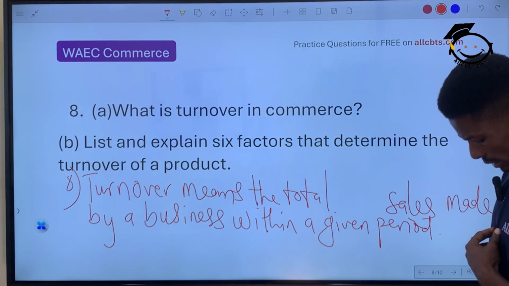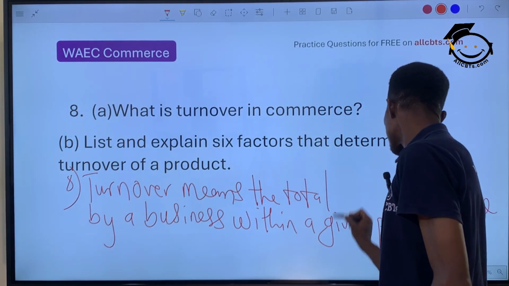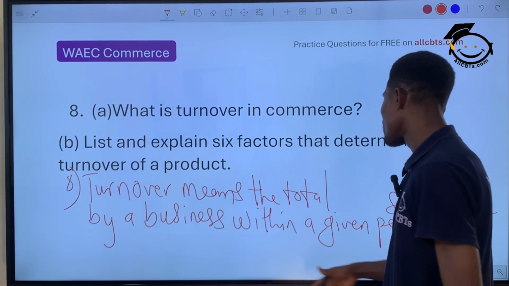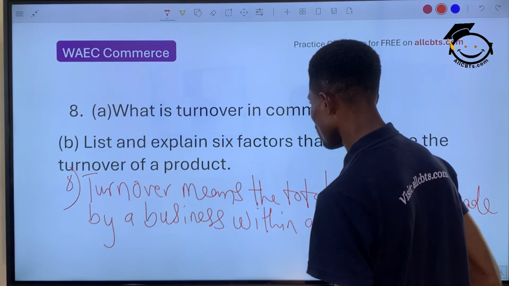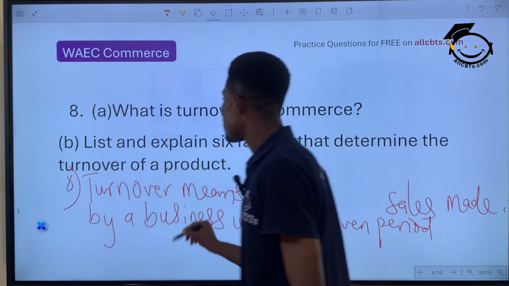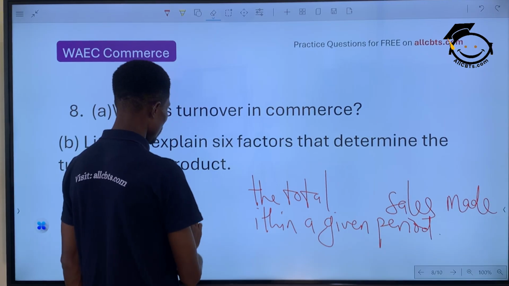So what is turnover? Turnover means the total sales made by a business within a given, within what? A given period. Now let's look at the answer to question B.